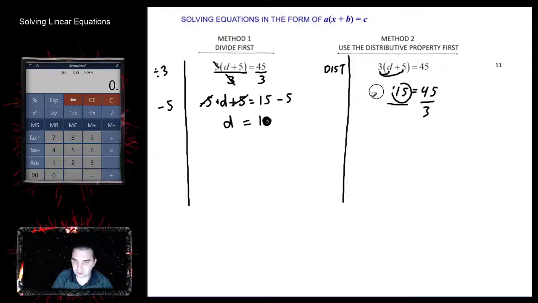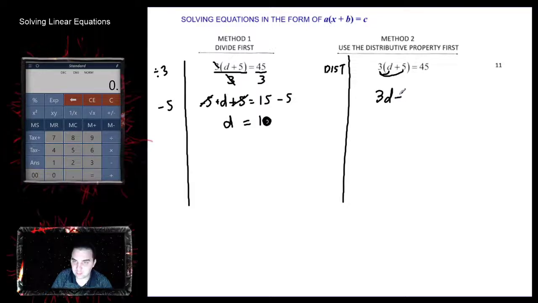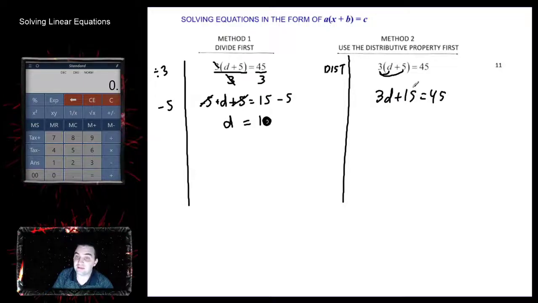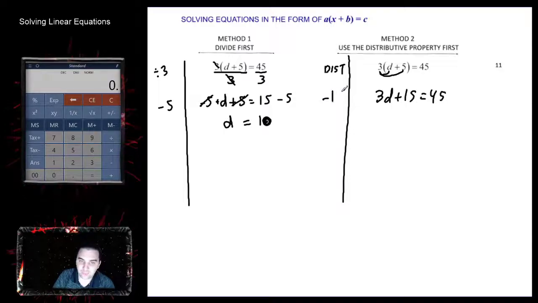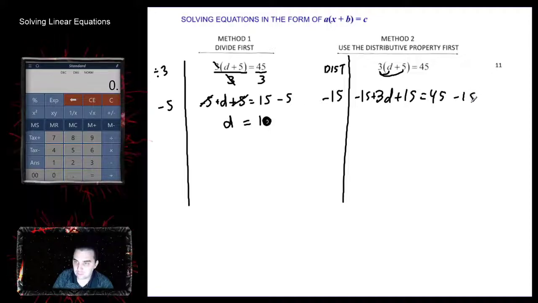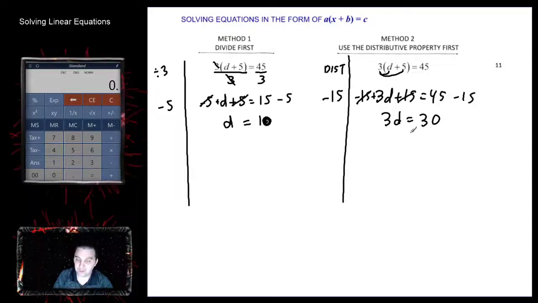So let's go back and look at this again. So we had 3d plus 15 is equal to 45. What I will do instead is get rid of this 15, move it over to the other side so that all that's left on this side is that term with the 3 and the d, right? So I will do minus 15 to both sides. If I do minus 15, then these will go away. 15 minus 15 is 0. So I'm left with 3d is equal to 45 minus 15 is 30. Now that's better.